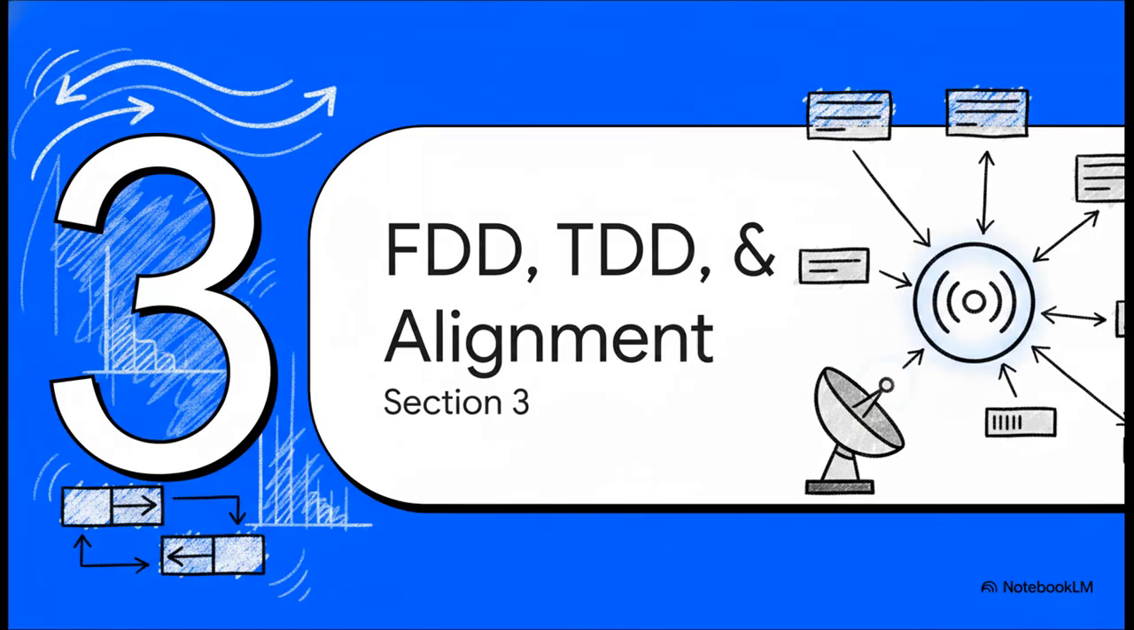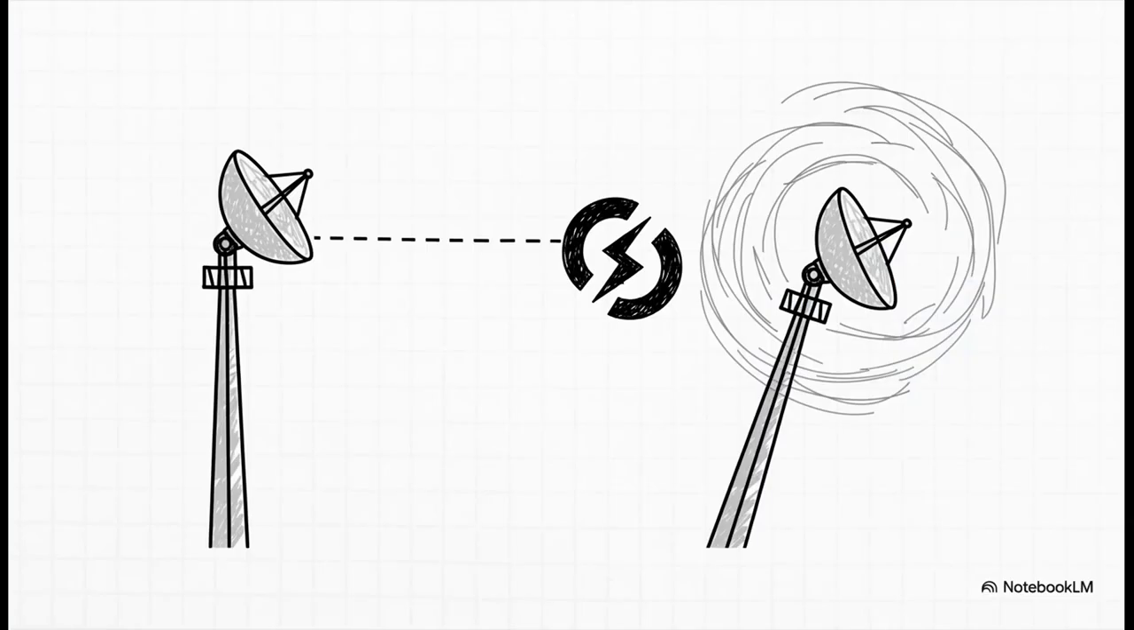All right, Section 3, FDD, TDD, and alignment. Remember how we just mentioned that microwaves require a strict line of sight? Because of that, the physical setup of these networks is incredibly unforgiving. Microwave alignment means that both the near-end and the far-end antennas must be perfectly, physically aligned for point-to-point communication to actually happen. If a heavy windstorm knocks a dish even a fraction of a degree off its axis, the connection drops. The network relies absolutely on these antennas looking each other directly in the eye.